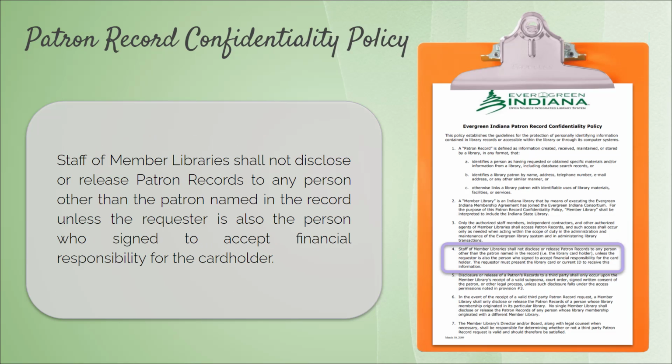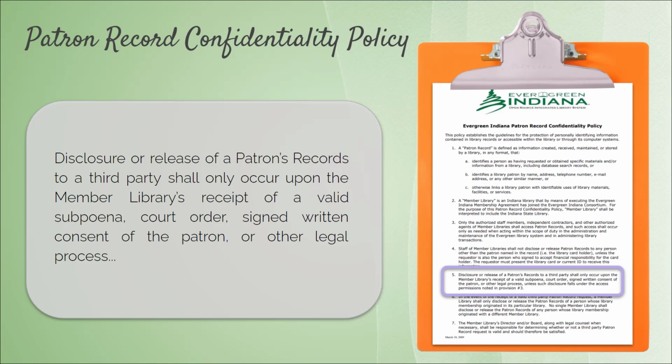The next statement, number 4, then lays out who can receive information about a patron from their patron record. This states that library staff will not disclose patron information of any type to anyone except for the owner of the account, and anyone who has signed to accept financial responsibility for the account holder. In the next few statements, you will find information about Evergreen policy regarding third-party requests for patron information. Please note that any request for information that does not come from the account holder or their representative based on number 4 is considered a third-party request.